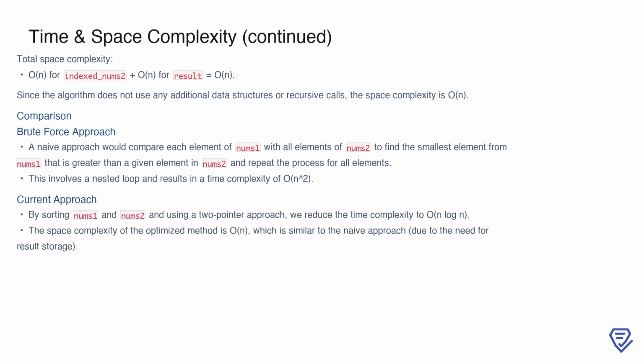In the naive solution, we would iterate through each element of nums1 and compare it with every element of nums2 to find the smallest valid match. This nested iteration results in a time complexity of O(n squared). By contrast, the optimized solution leverages sorting and the two-pointer technique to achieve a time complexity of O(n log n). Both approaches have a space complexity of O(n), primarily due to the result storage requirement.